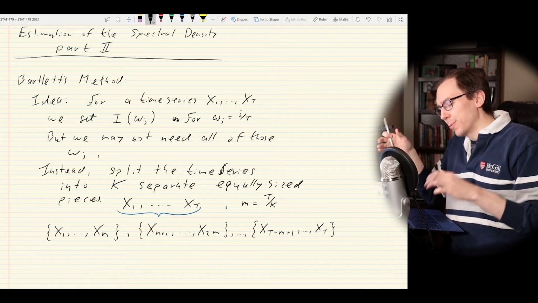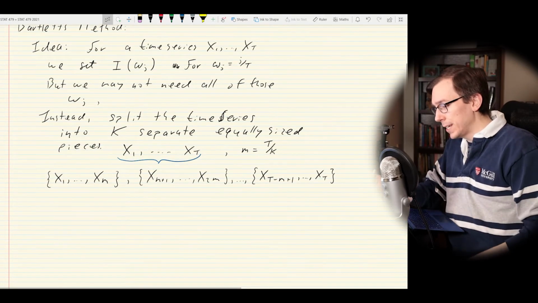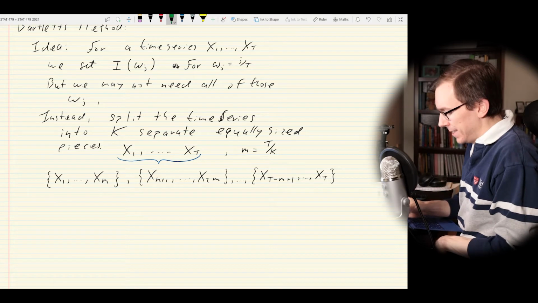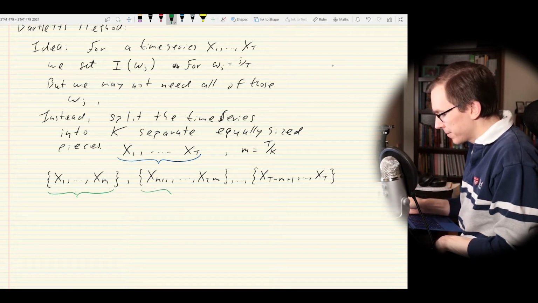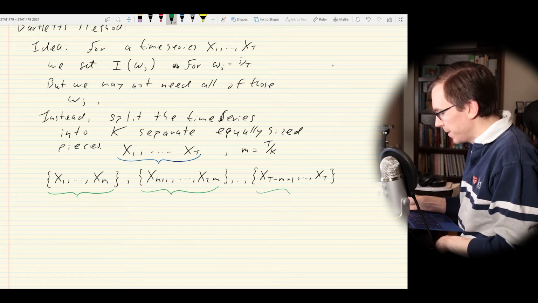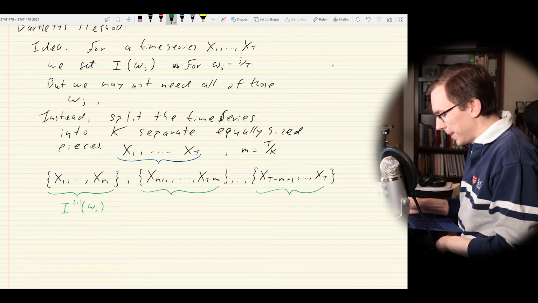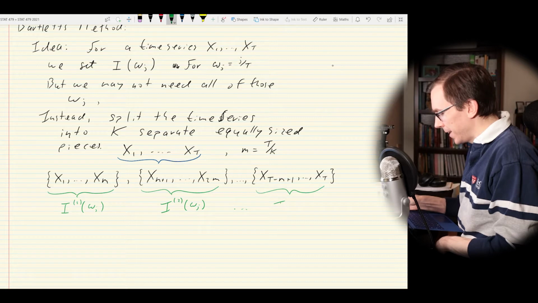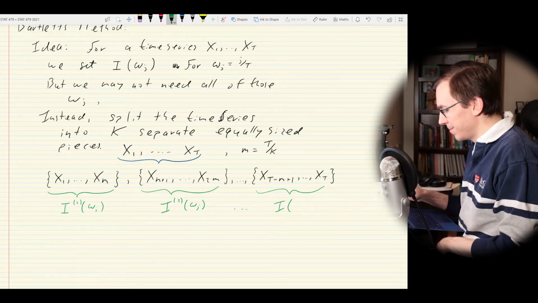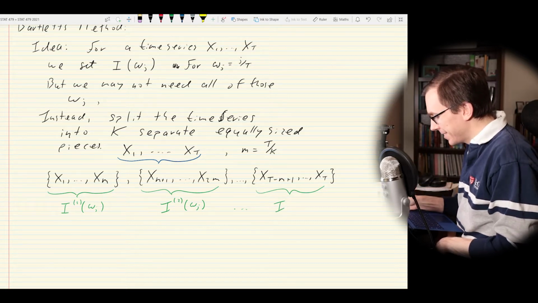So now what we can do is take each of these sub time series pieces and compute a periodogram via the DFT. So we get a periodogram number 1, we can get a periodogram number 2, and we can get a periodogram number k.